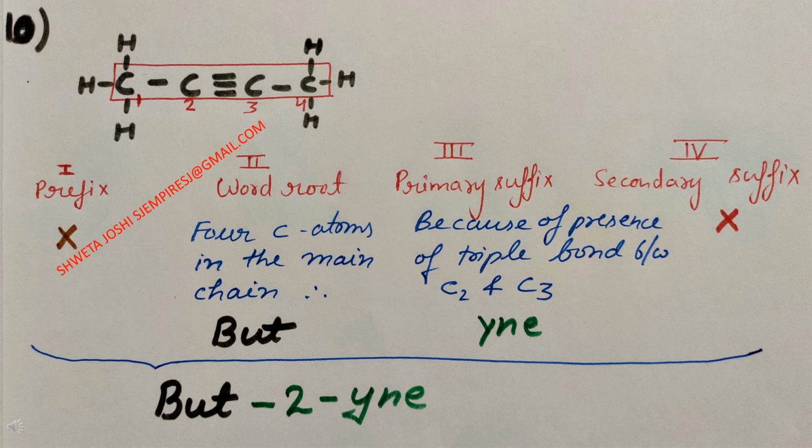as primary suffix. Since in this case the triple bond is not attached to the first carbon atom, we have to mention the position of the triple bond also. So its IUPAC name will be but-2-yne.